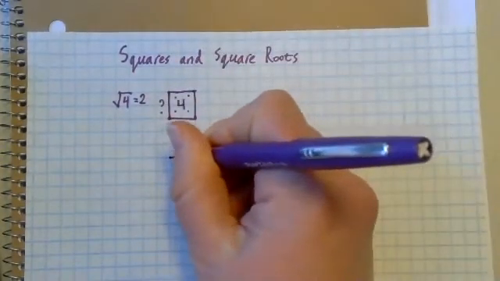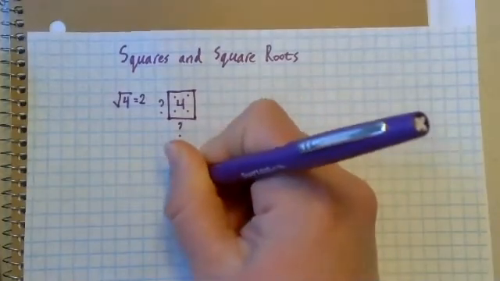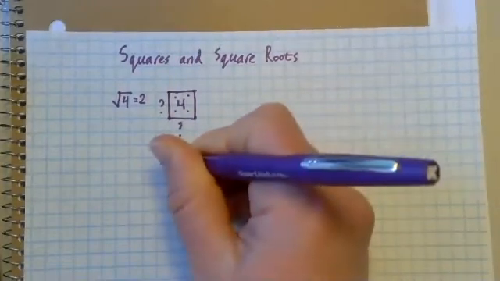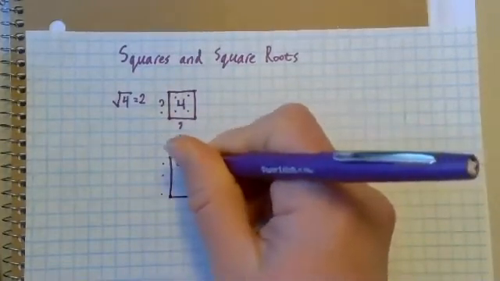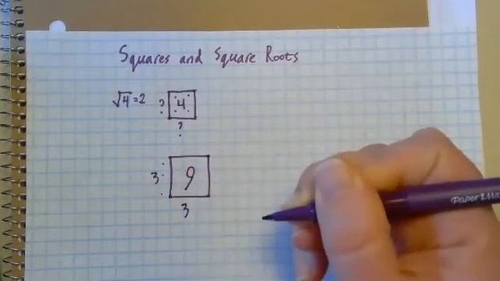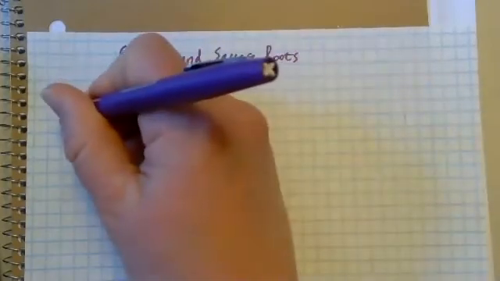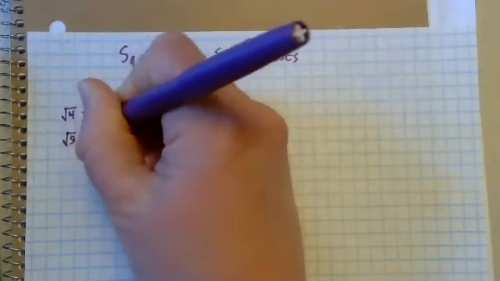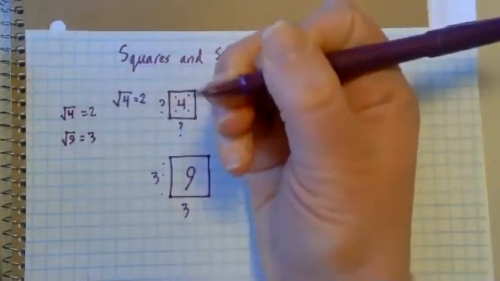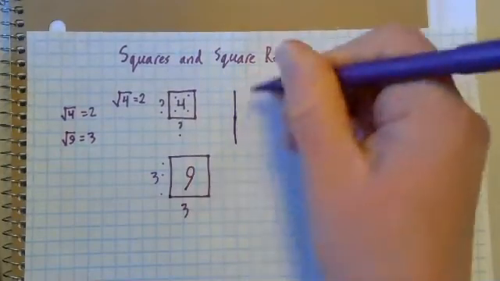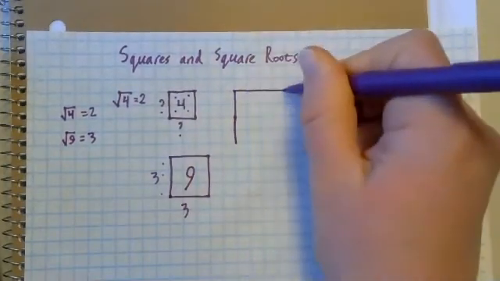And I can see that visually for any square that's got nice, easy whole number sides like this. This one has side lengths of 1, 2, 3, and an area of 9. And so the square root of 9 is 3. And I can start listing these over here. I know the square root of 4 is 2. And I know the square root of 9 is 3. And I can go on and do a few more of these. I'll do one more. 1, 2, 3, 4 by 1, 2, 3, 4.